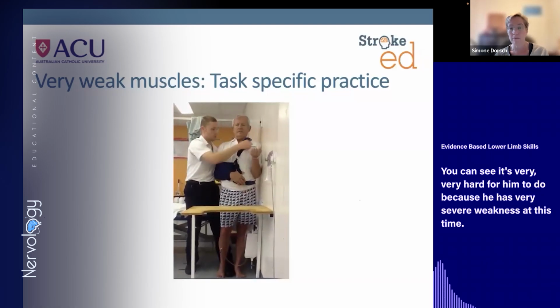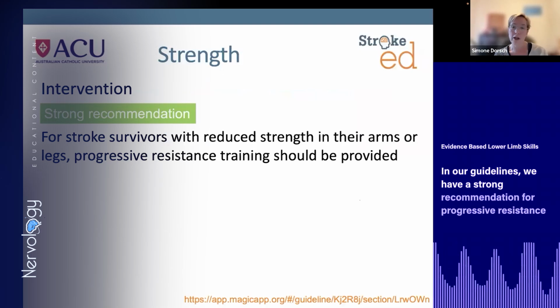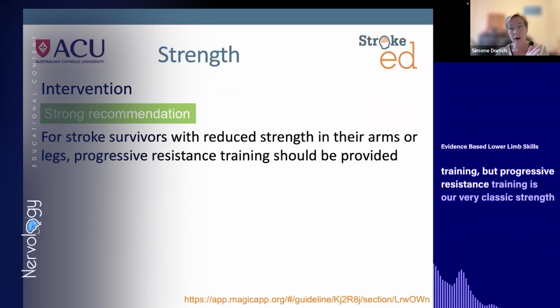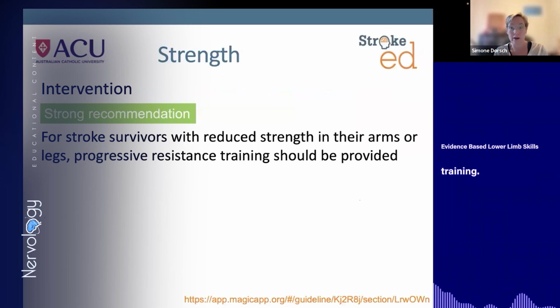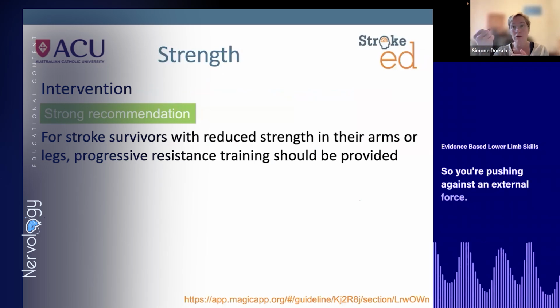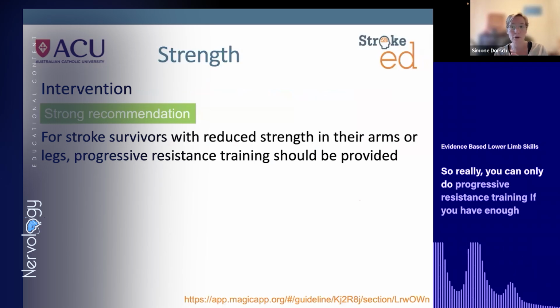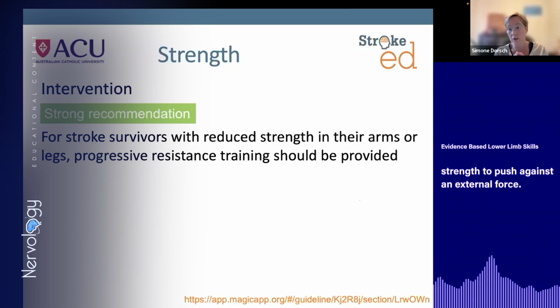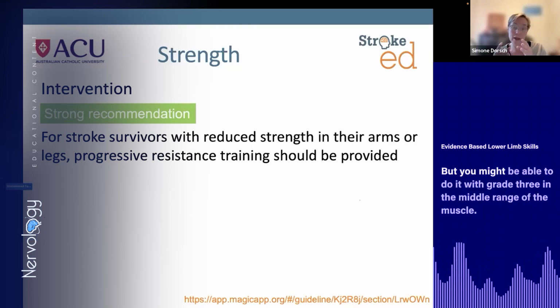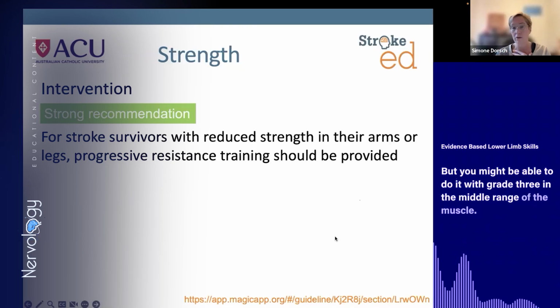In our guidelines, we have a strong recommendation for progressive resistance training, but progressive resistance training is our very classic strength training, where you do 2 to 3 sets of 8 to 15 repetitions maximum. So you're pushing against an external force. So really, you can only do progressive resistance training if you have enough strength to push against an external force. So you need to have already a grade 4, if you think about it, but you might be able to do it with grade 3 in the middle range of the muscle.